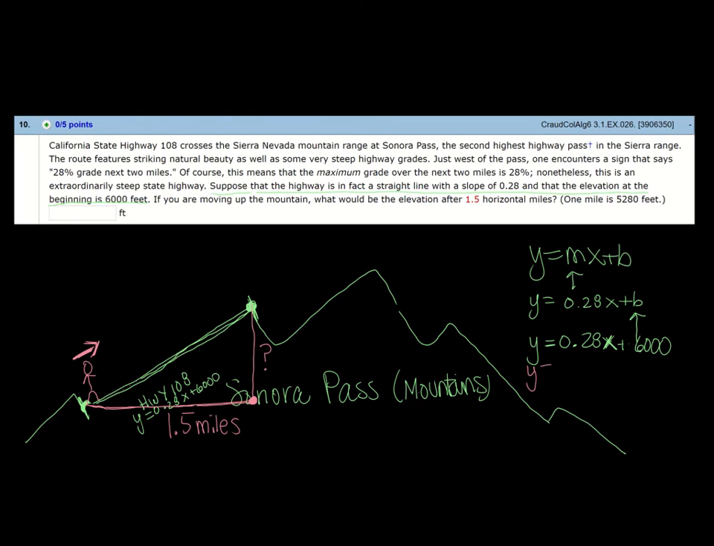My height is equal to 0.28 times whatever horizontal value I plug in, plus 6,000. Okay, this is going to take us to the final elevation. It's going to tell us how high we are when we finish. What would be our elevation after 1.5 horizontal miles? They're trying to be very tricky here. Your units so far have been in feet. Here they're trying to trick us with 1.5 miles.